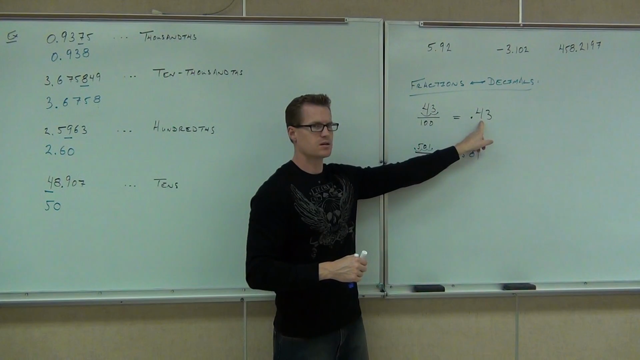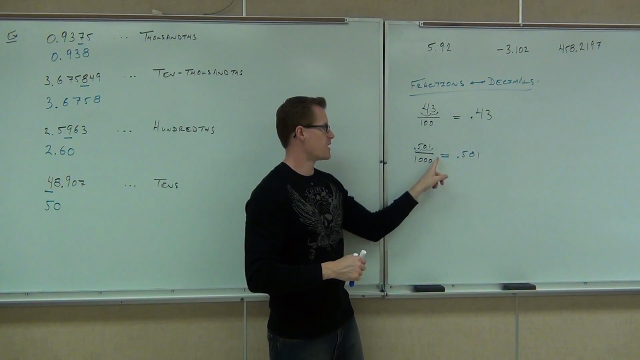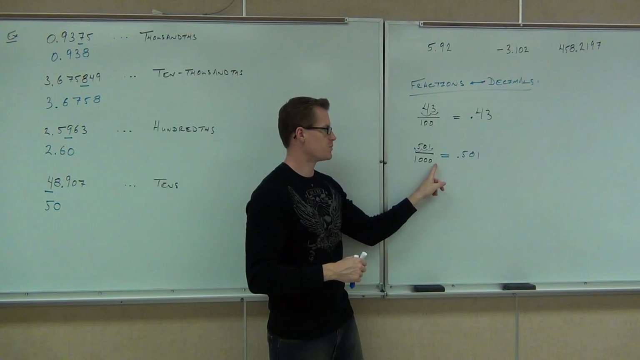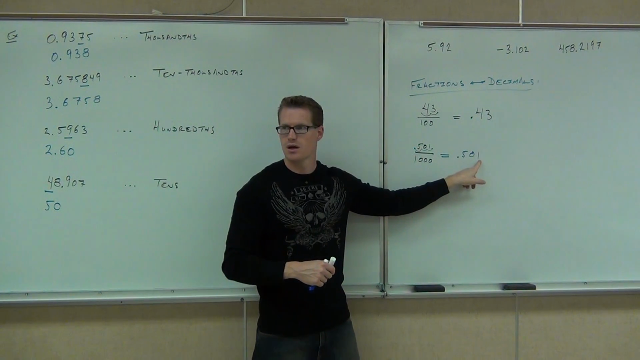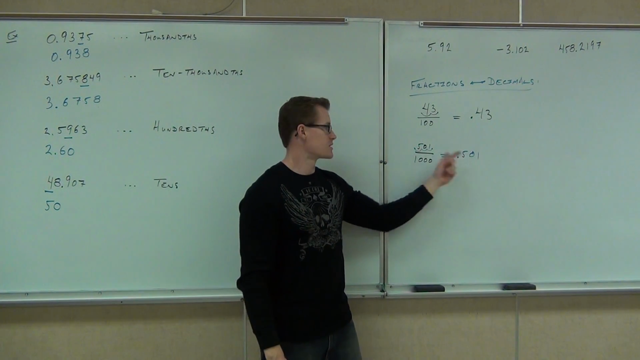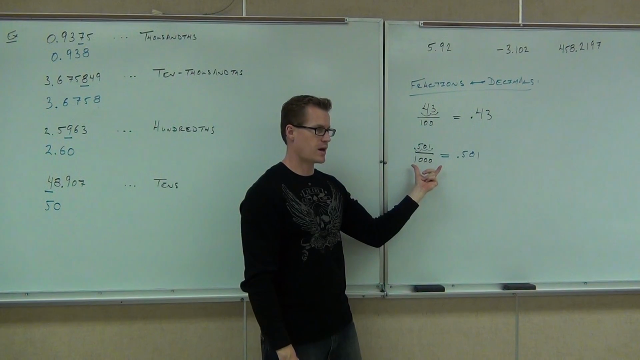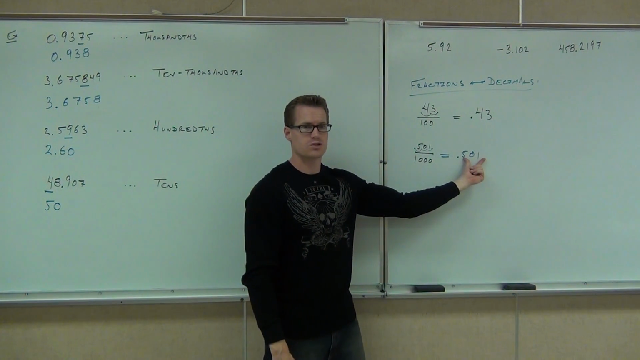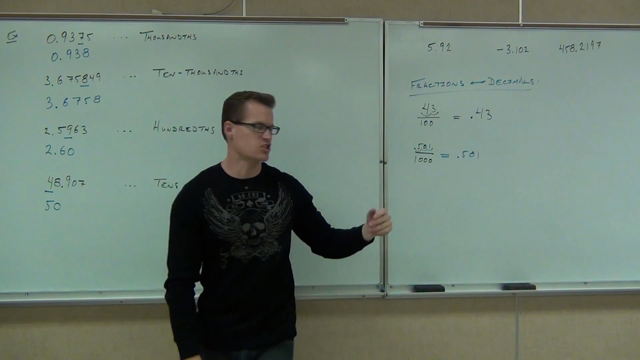Hey, notice something. We divided by 100. Our number ends in hundredths. We divided a whole number by 1,000. Our number ends in thousandths. That's what this is saying. It's saying the same thing. This is 501 parts out of 1,000. This is 501 parts out of 1,000. They say identically the same thing. It's just a different way to write them.